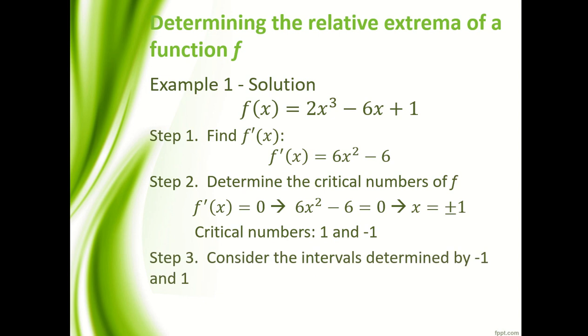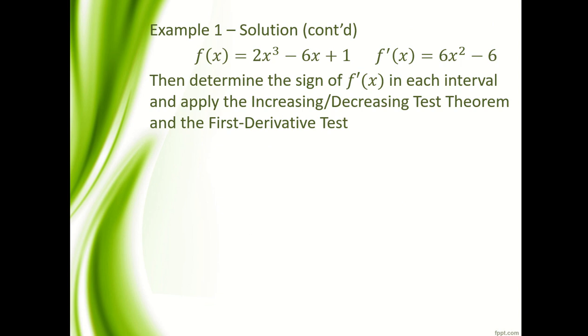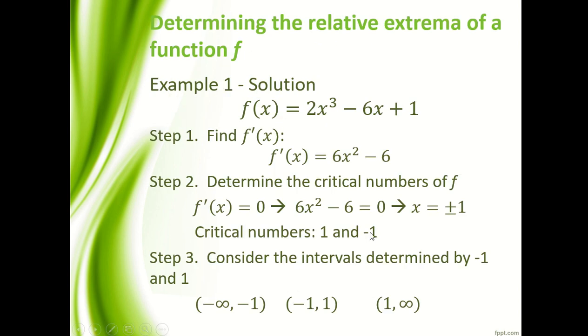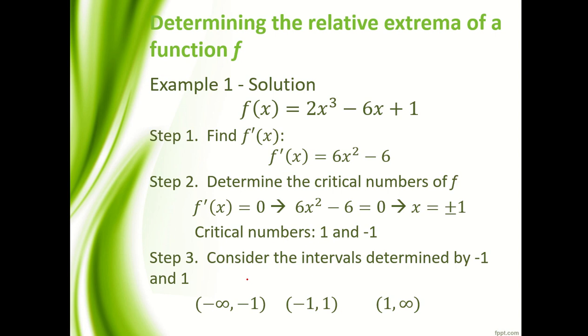Now the next step is to consider the intervals determined by negative 1 and positive 1. You just draw the number line to help you find the intervals. So we have here the critical numbers, positive 1 and negative 1. Let's draw this number line. We have 0 here, assuming this is our positive 1 and this is our negative 1.